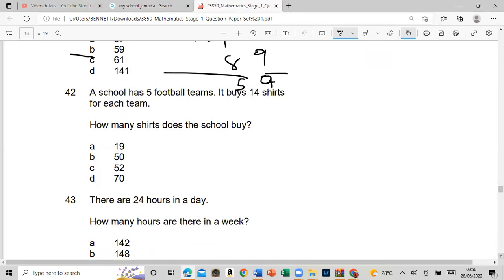A school has 5 football teams. It buys 14 shirts for each team. How many shirts does the school buy? So 5 fours are 20, 5 ones are 5, and that's 70. So you buy 70 shirts.